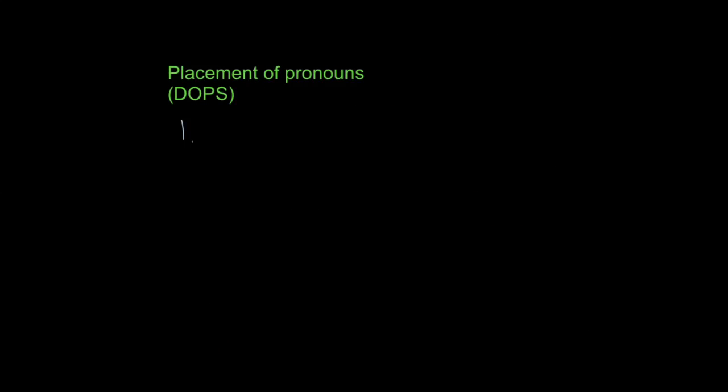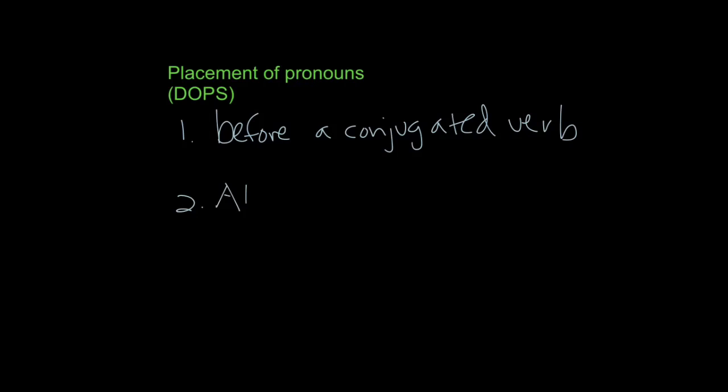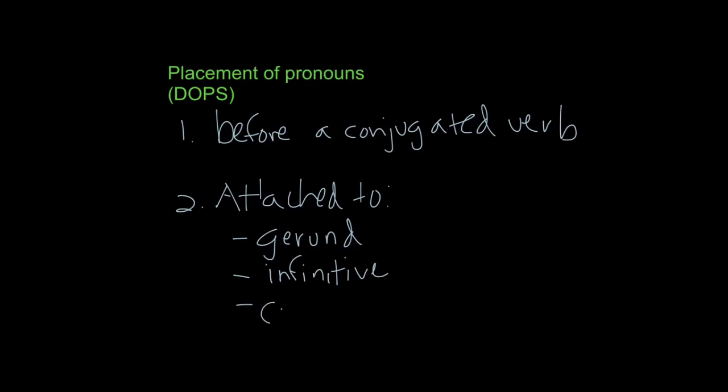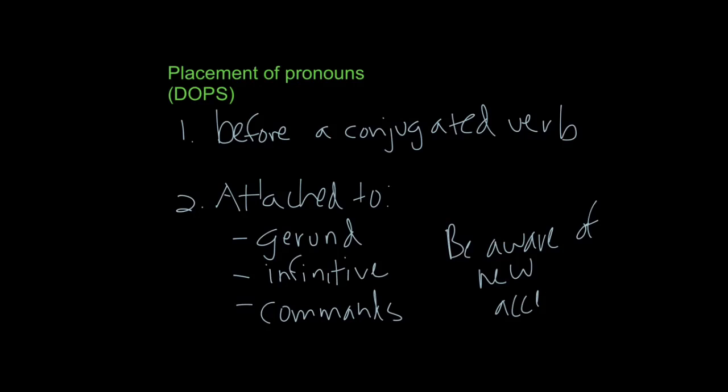Let's review placement of where these pronouns go. We know the most popular option is before a conjugated verb. Most common because it's the simplest. Then we can attach to things like gerunds, infinitives, or commands. But when we attach, we have to be very careful of the new sounds we're creating and where the stress falls. Therefore, new accents might come up. So please be aware of new accents needing to be added.